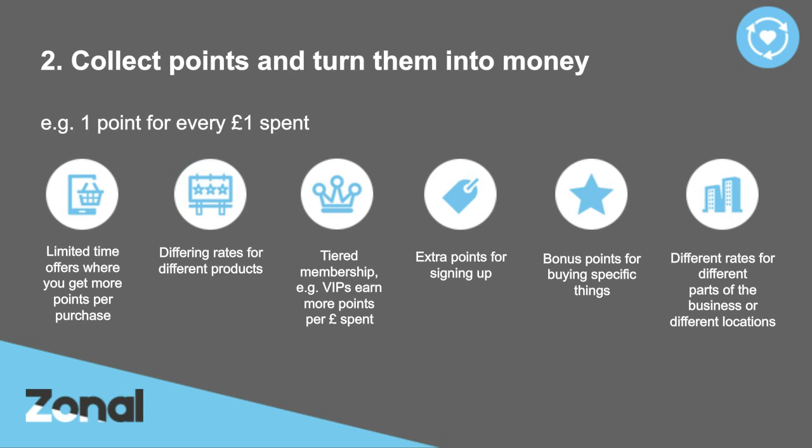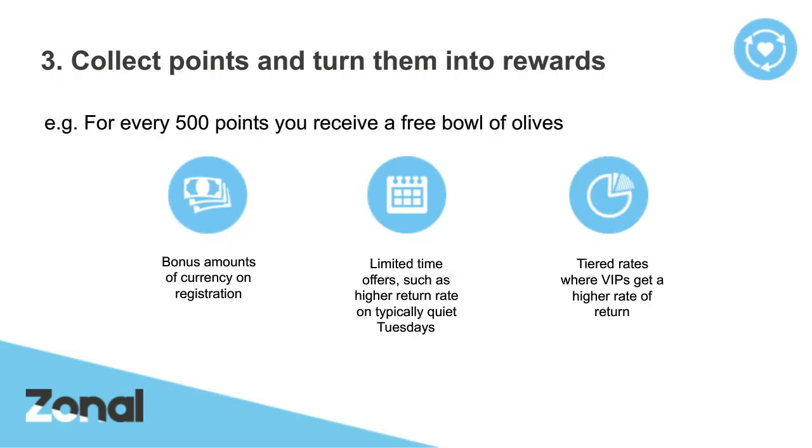The third type of program is around collecting points and turning these points into actual rewards. This scheme works very much like the points to money model, but instead of cash, the points are traded in for specific rewards. Think flight upgrades and free products and other types of goodies and those kind of schemes. As with cash-based point systems, the basic model can be adjusted with special offers, tiered membership, and time-limited offers.